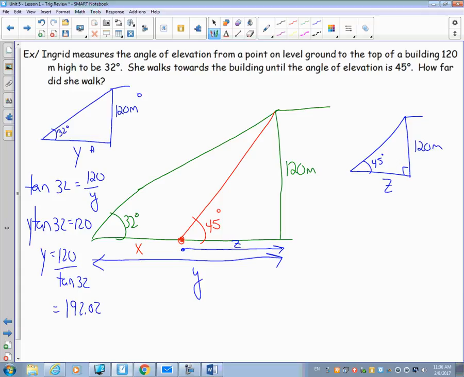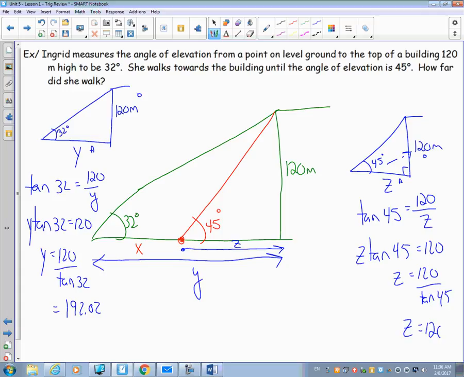Okay, well, let's figure out how far she is now. Again, use this one this time, opposite and adjacent. Tan of 45 equals 120 over z. Same problem, just different numbers, right? z tan 45 is 120. So z is 120 over tan 45. And z is 120. Oh, that's weird. How did that come out to the same number?